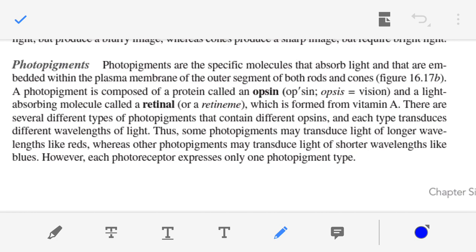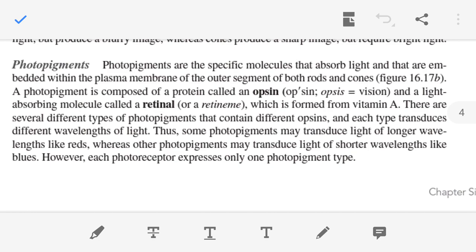As we have seen in the figure, photopigment is composed of a protein, and this protein is known as opsin. Opsis means vision, so this protein is responsible for our vision. Then a light absorbing molecule called retinal is also present in the photopigment, and retinal is formed from vitamin A and is responsible for light absorption. So photopigment is composed of opsin and retinal.